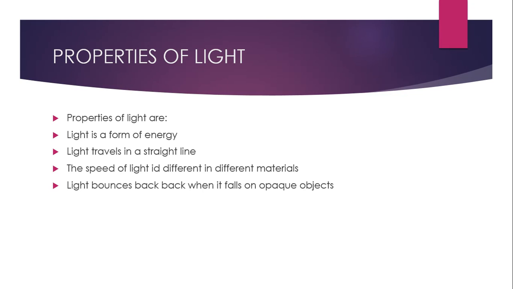Light bounces back when it falls on an opaque object. When light falls on an opaque object, all of it or some part of the light bounces back. This property of bouncing back of the light is called reflection. When the reflected rays reach our eyes, we see objects.